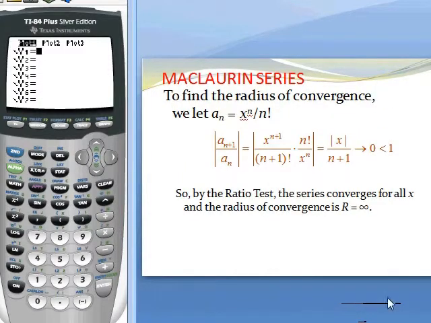Now, in terms of radius of convergence, remember what you need to do. You need to look at the absolute value of a sub n plus 1 divided by a sub n, and then you get this, and now look at what it will converge to. It will converge to 0, and you know that's less than 1. So by the ratio test, you can say the radius of convergence is infinity.